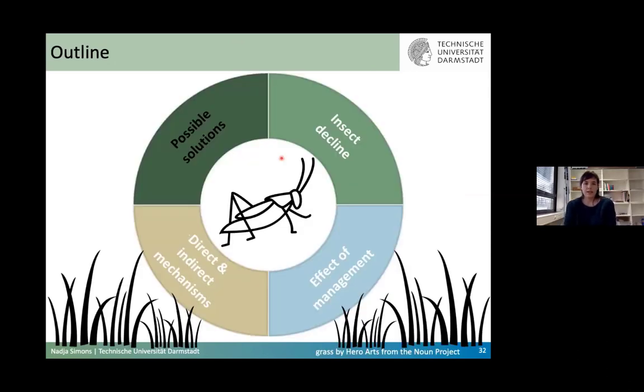So we've seen that direct effects of management can be very devastating for insects, but that management also indirectly affects arthropod communities through changes in the plant community composition. For the last 10 minutes of my talk, I will now look at some possible solutions for biodiversity-friendly management. And with this, I will focus on the landscape scale.